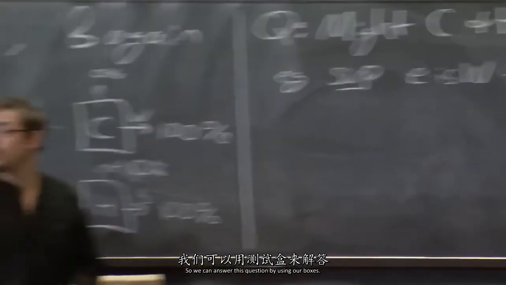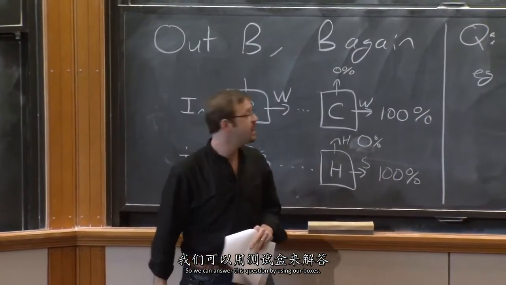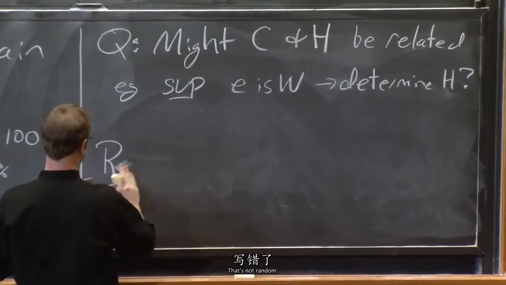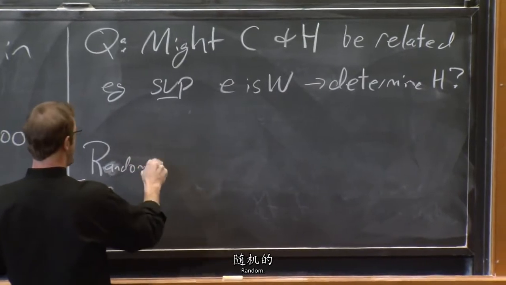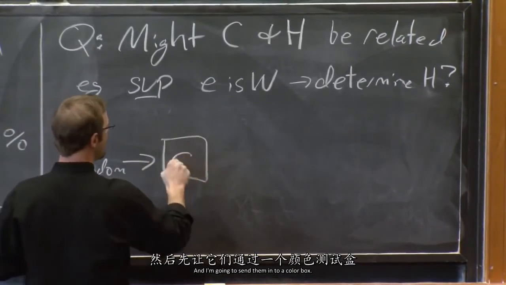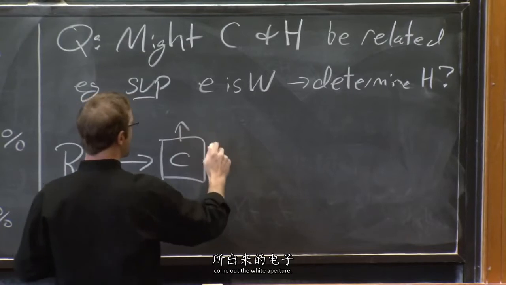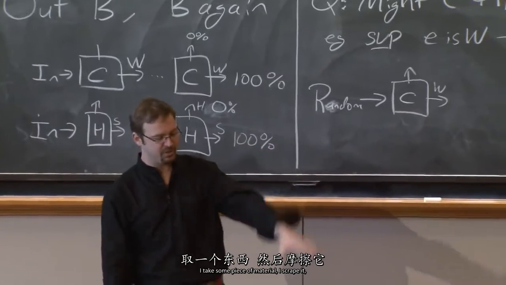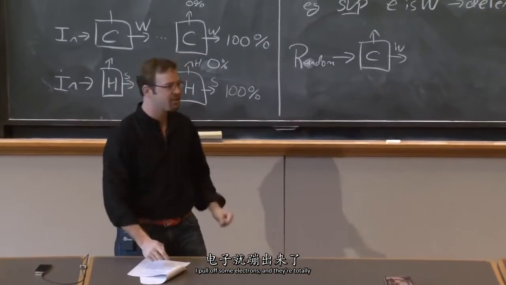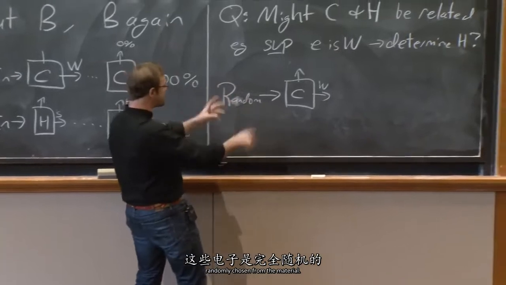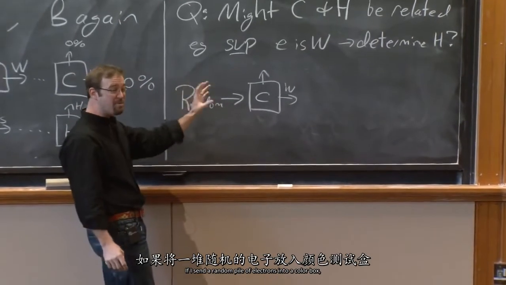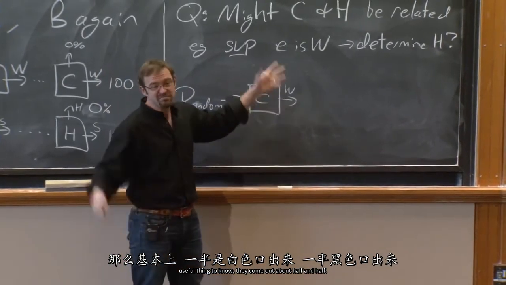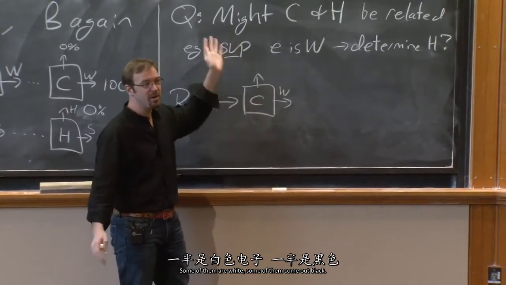So we can answer this question by using our boxes. Here's what I'm going to do. I'm going to take some random set of electrons, and I'm going to send them into a color box. And I'm going to take the electrons that come out the white aperture. Now here's a useful fact. When I say random, here's operationally what I mean. I take some piece of material, I scrape it, I pull off some electrons, and they're totally randomly chosen from the material, and I send them in. If I send a random pile of electrons into a color box, useful thing to know, they come out about half and half. It's just some random assortment. Some of them white, some of them black.